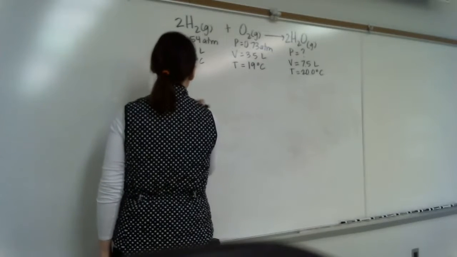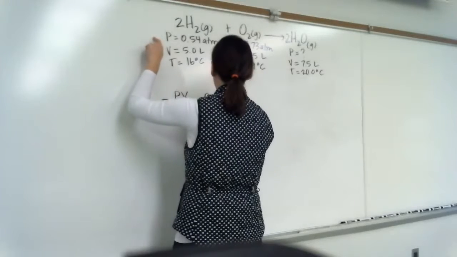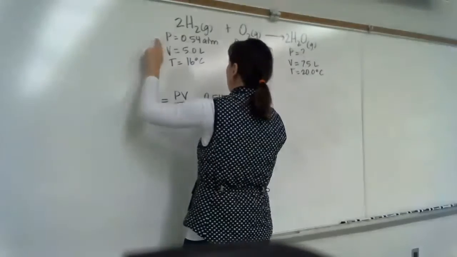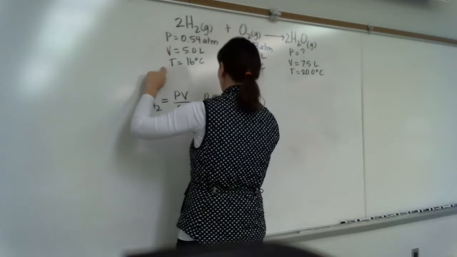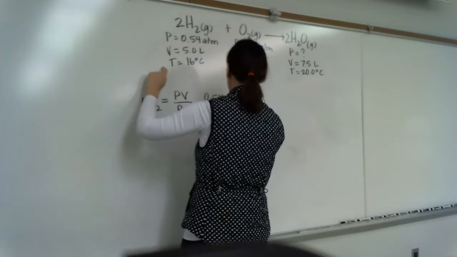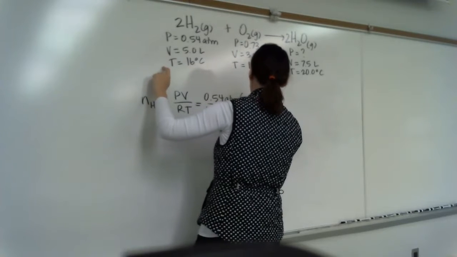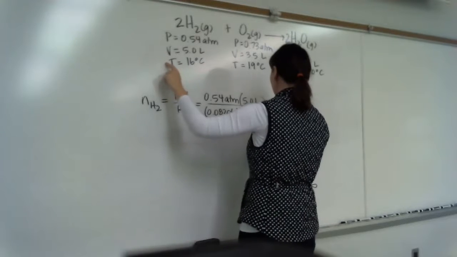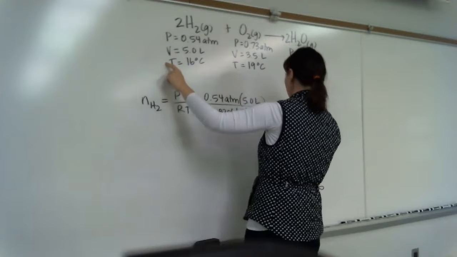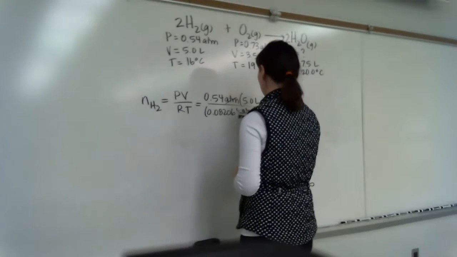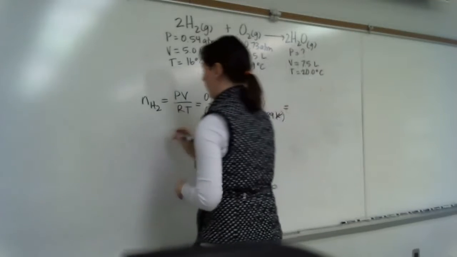So PV over RT. So 0.54 atmospheres times 5 liters over 0.08206 liter atmospheres per mole Kelvin. And then what's my Kelvin temperature here? 289 Kelvin. Okay, so atmospheres, liters, Kelvin. Let's go ahead and set the other one up.